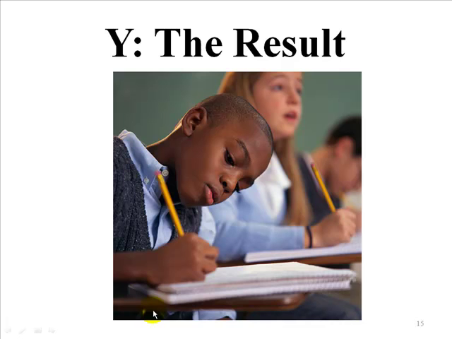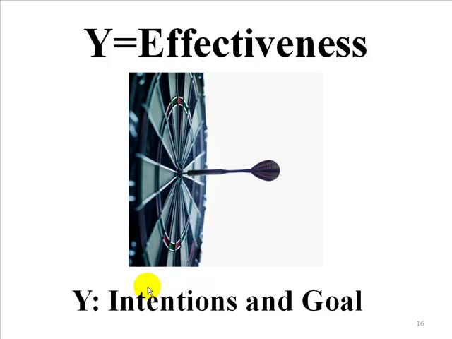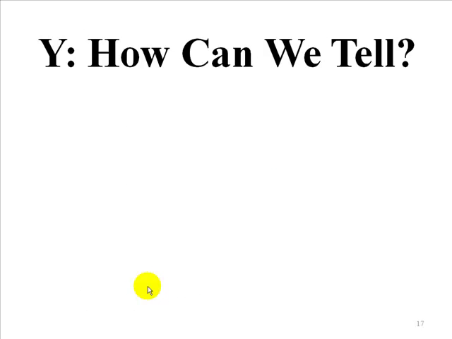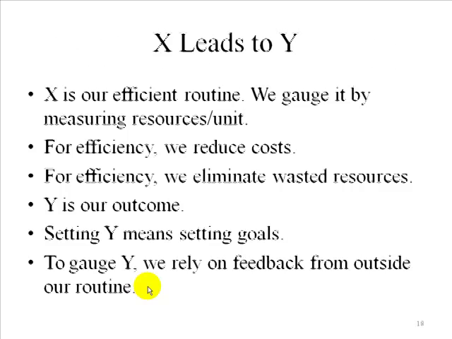Let's talk for a minute about the result. Studying leads to learning. Why is our measure of effectiveness? We get to set our why. What is our intention? What is our goal? We want to have something lead to something that we desire. Then, how can we tell that we're achieving our goal? Well, we want to make sure that we're efficient so that we are not wasting energy getting the goal.